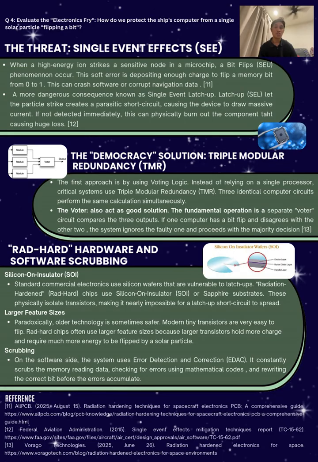To counter this, we use triple modular redundancy: three identical processes run in parallel, and a voter circuit selects the majority output. This automatically ignores any faulty result. In addition, radiation-hardened hardware such as silicon on insulator chips and software memory scrubbing are used to prevent latch-ups and correct bit flips before they accumulate.